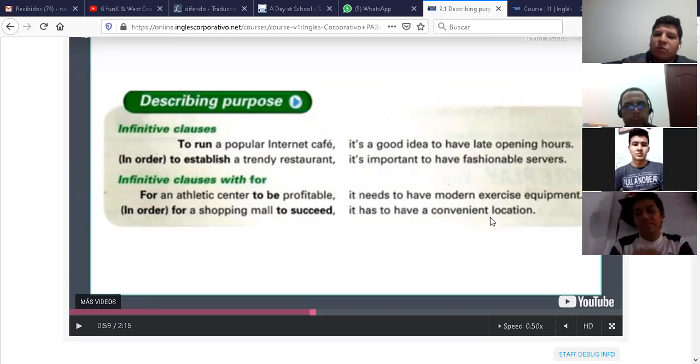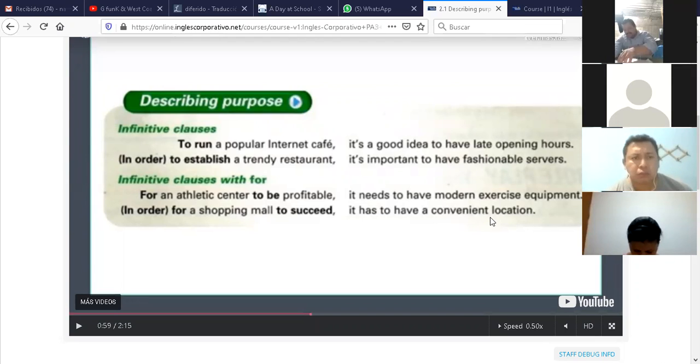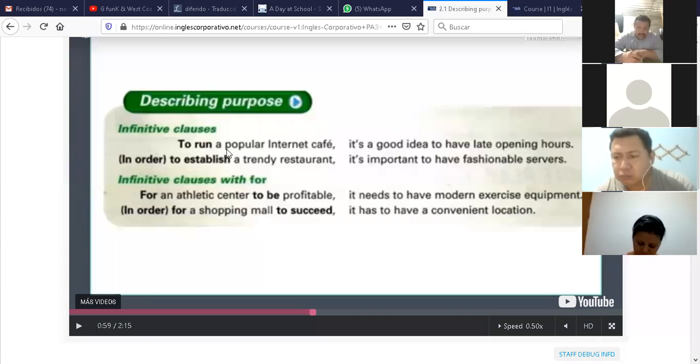Cuando son segundas ocasiones que estoy explicando algo, me gusta hacerlo en español para que prácticamente todo entre fuerte, claro y directo. So, vamos a ocupar to más un verbo. Por eso es que se llama una cláusula infinitiva. Y el qué. Para qué necesitas tal cosa. So, por ejemplo, para abrir una pupusería, we can say, to establish a pupusería. I'm going to send it to the group, to the chat, by the way.